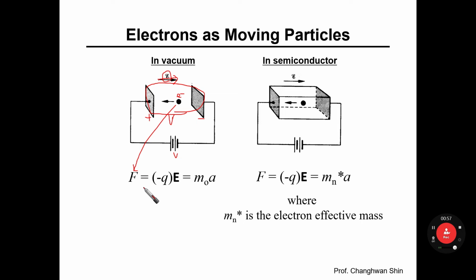So based on the basics of electromagnetics, the force to be applied to this single free electron is proportional to the intensity of the electric field applied onto the electron. And this force is proportional to the electric field.